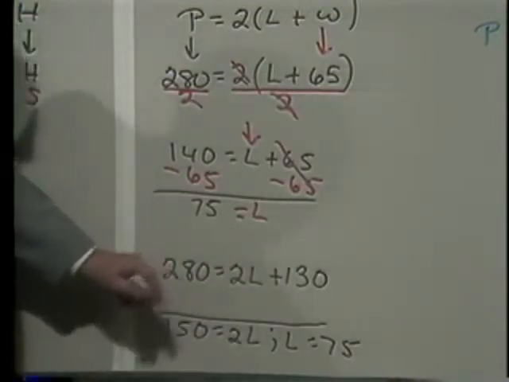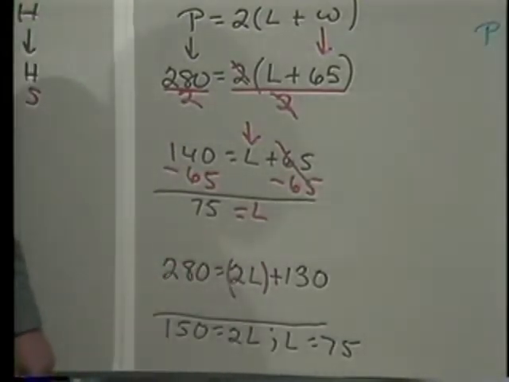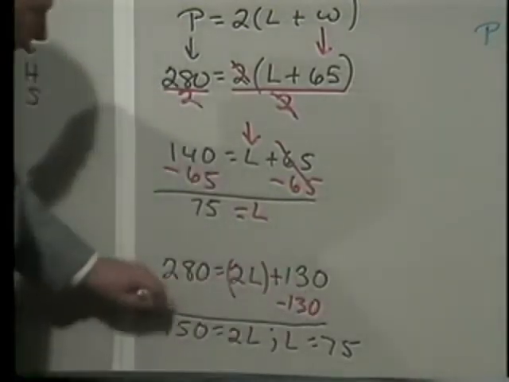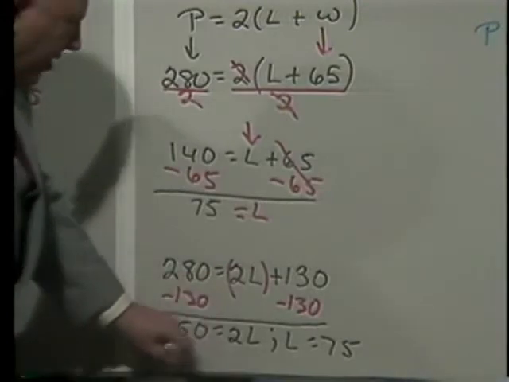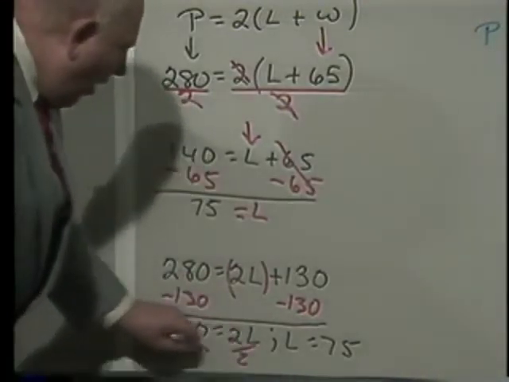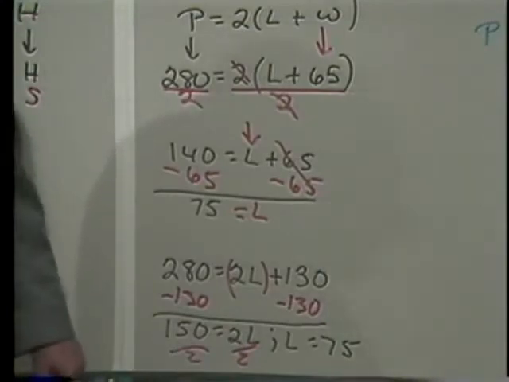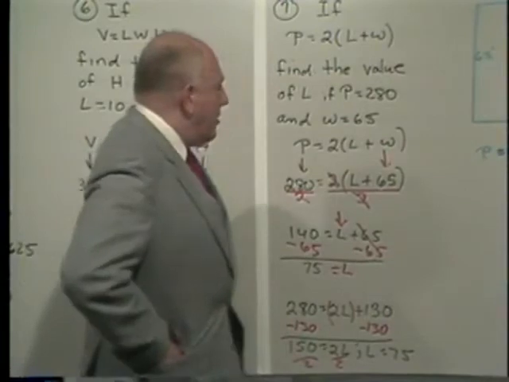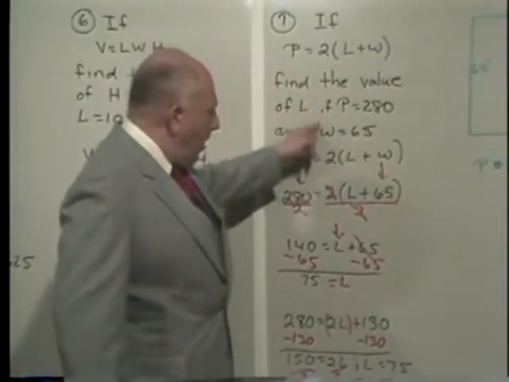Now you can proceed the same way as we did before. To unblock the 2L, we first subtract the 130. Not 65, the 130. That leaves us with 150 equals twice L. And if that's the case, all we do is divide both sides by 2, and we get that L is 75. Two different methods, but the same answer, isn't it? And again, do you have to know what this means physically to solve the problem? No, we just did it.